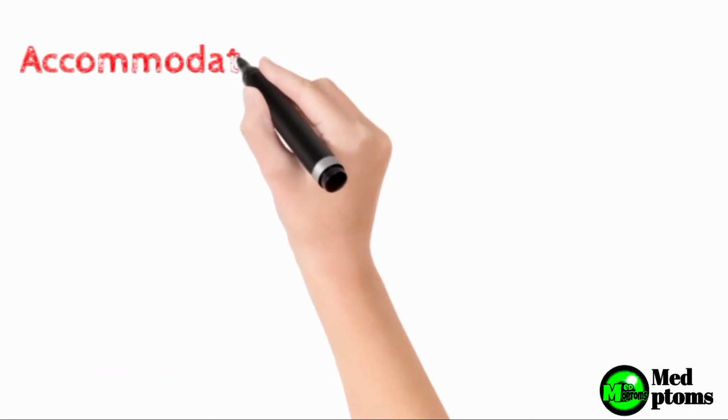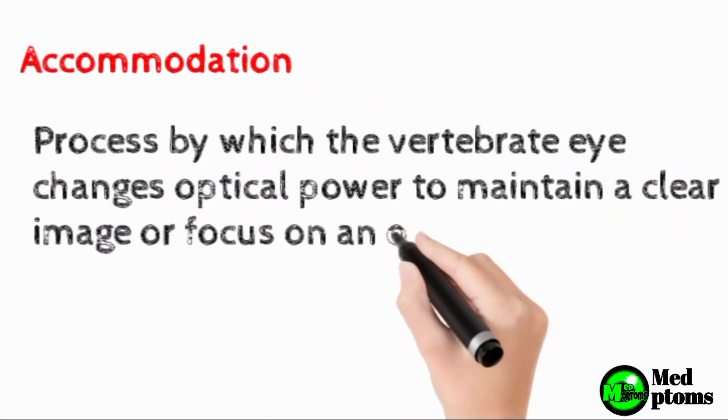First one, we see about the accommodation of the eye. It is the process by which the vertebrate eye changes optical power to maintain a clear image or focus on an object, which means by changing the dioptric power of the lens so that we get a clear image of the object at a focus.